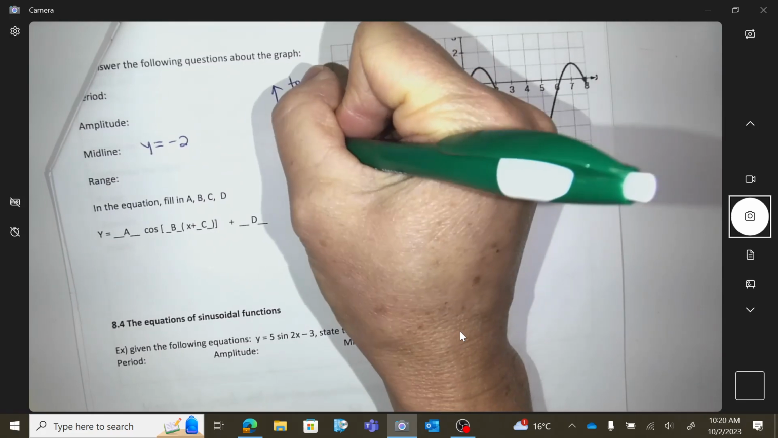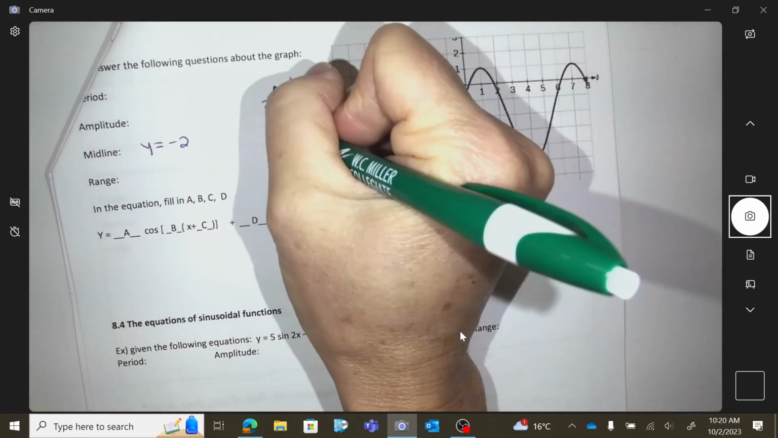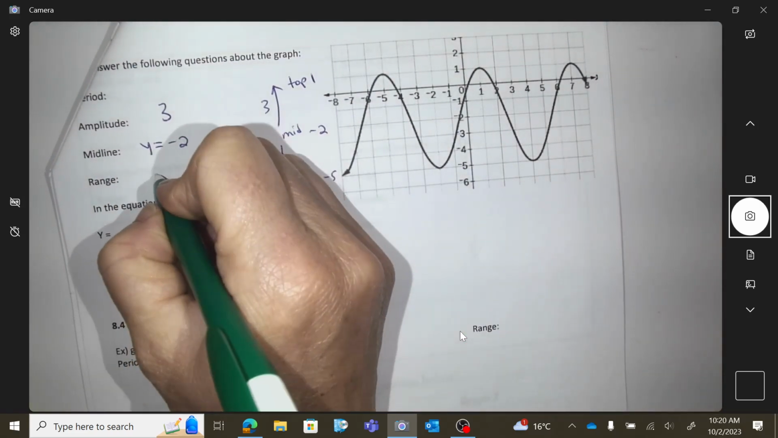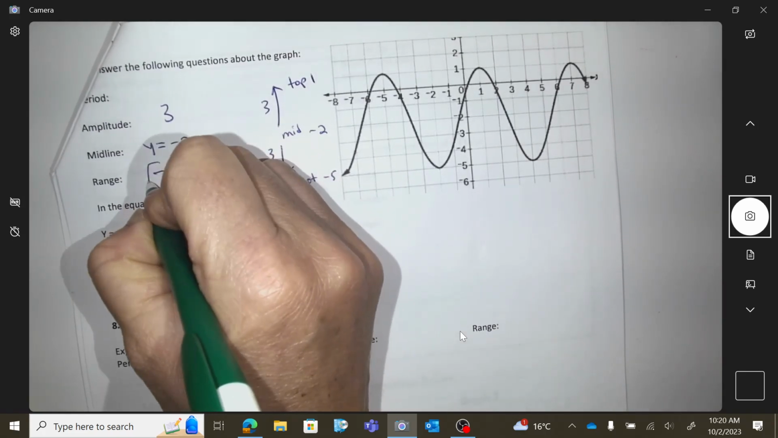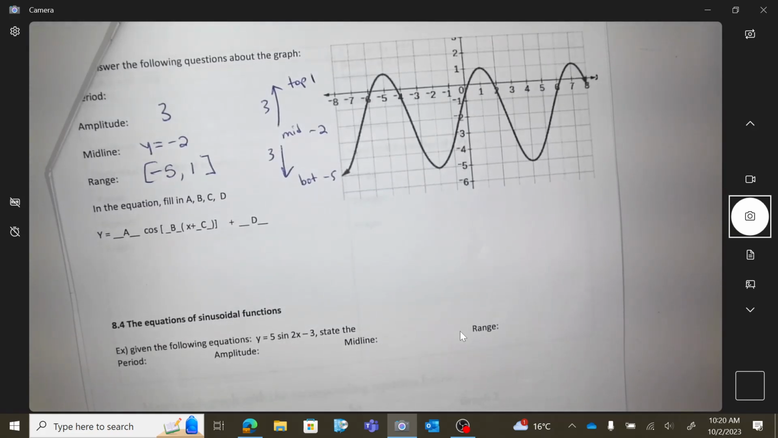Amplitude. How much space is there above and below? Whatever the number is, it's got to be the same, right? Equal distance, 3. So that's our amplitude. So the range is -5 low to 1 on the top.